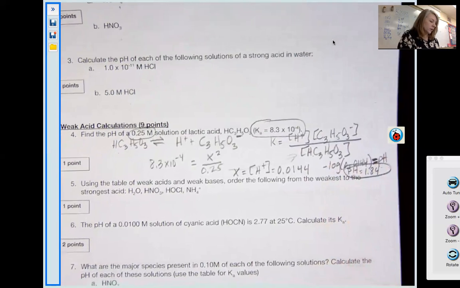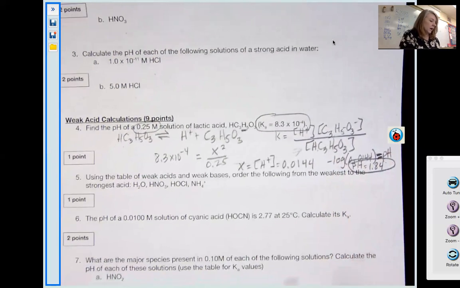And so that's how you're going to do any of the weak acid calculations when your job is to find the pH. Just set up an equilibrium expression. Now, there is a table of weak acids and weak bases in your textbook. Go over and grab a textbook, and you're simply going to list these in order from weakest to strongest using your Ka values on the next one.